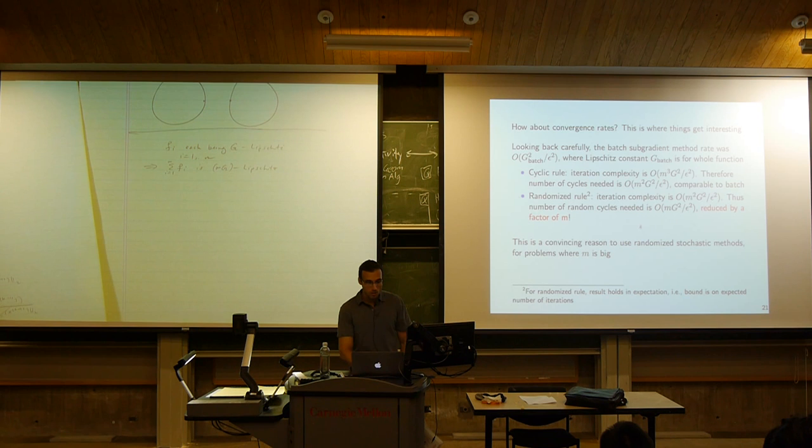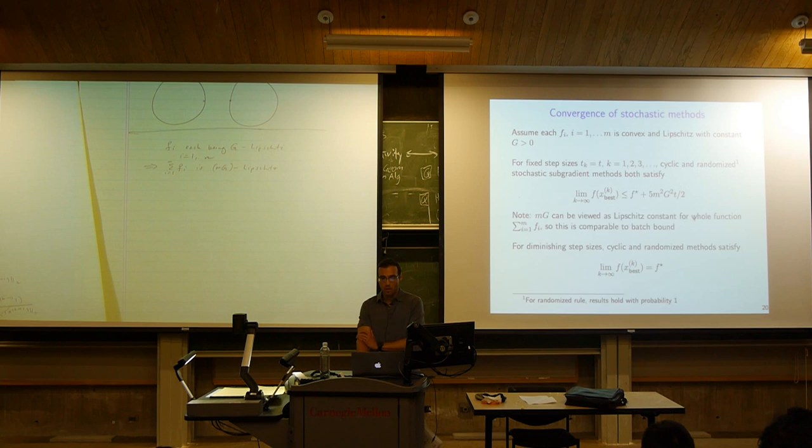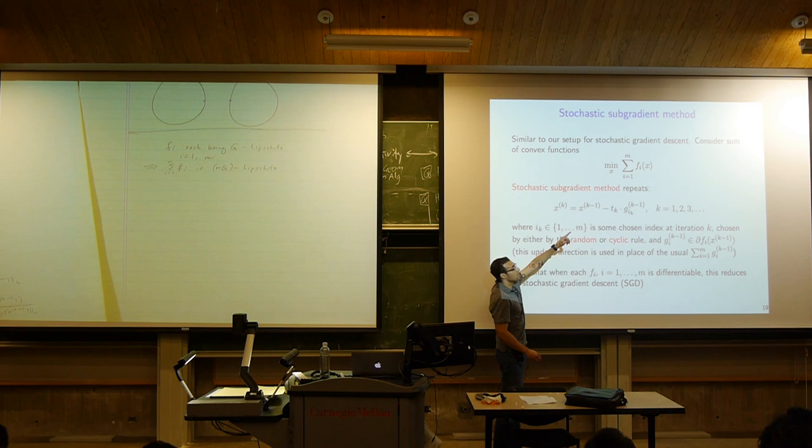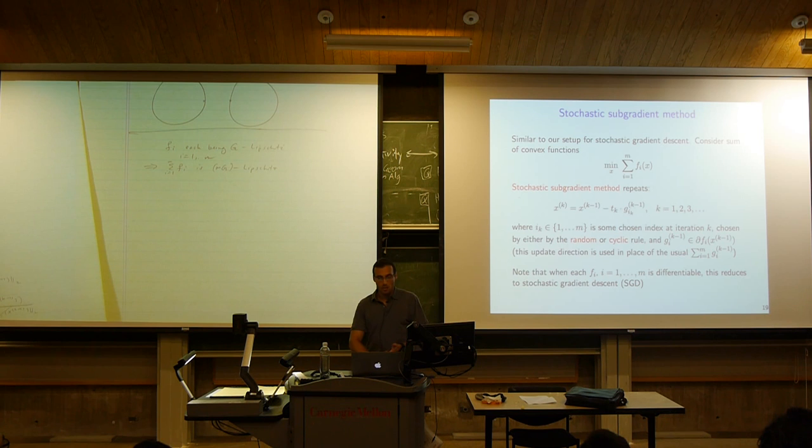So it's a pretty convincing reason, I'd say, to use randomized stochastic methods when m is large, because we get an epsilon suboptimal solution with essentially m fewer computations, where m is the number of functions. And think about when this is used. This is usually used when this is a sum over functions, each function identifying a data point in our collection. So m would be the number of data points. So if you have a lot of data points, there is a very big difference between these rates.